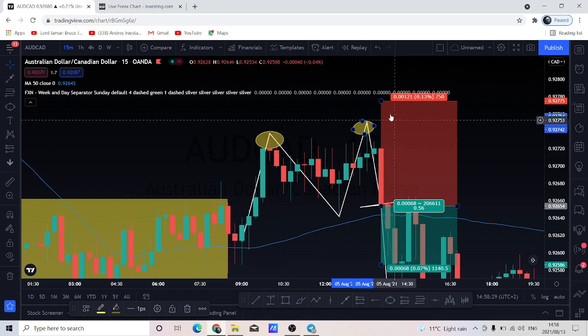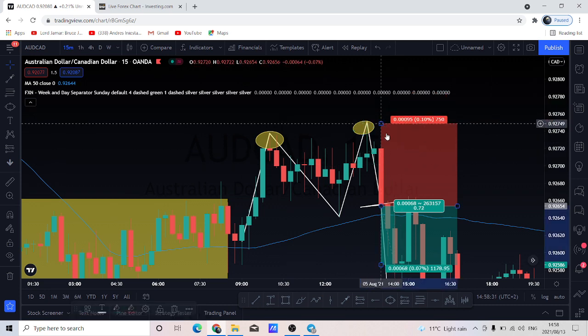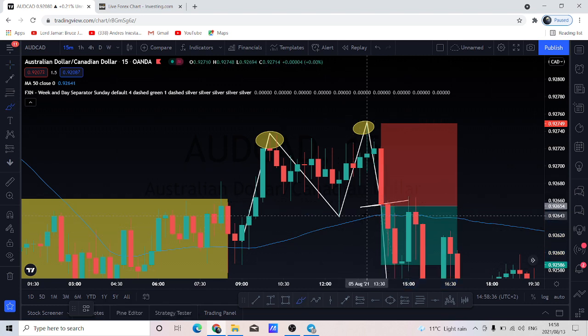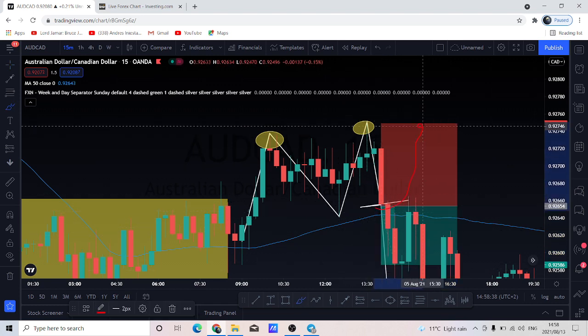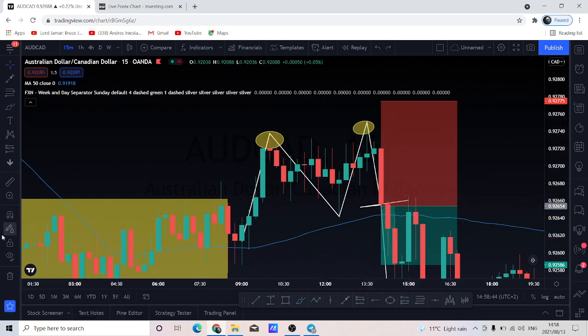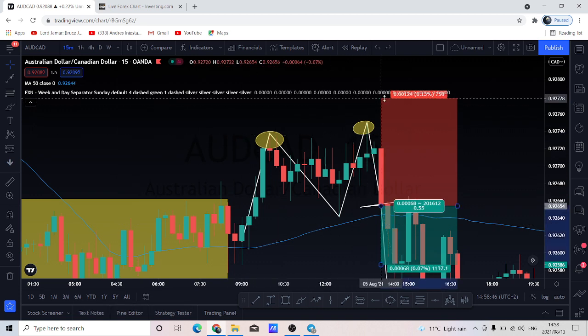So if your stop loss is like this, the market can come, make the triple top like this, and then hit you out, and then go down. So we don't want to be taken out. So the best way is to put a stop loss above those two touches.